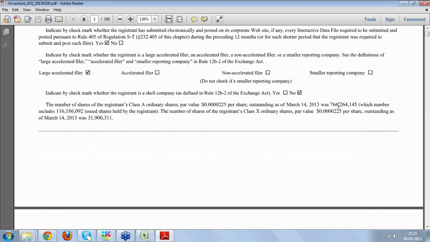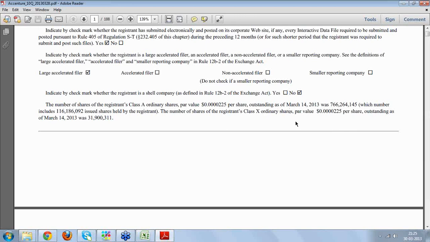They are saying these many shares are outstanding, of which these many shares are held by the registrant. So this is the treasury shares. So shares outstanding for public is this minus this. So that is one figure. But they're also saying that there is a number of registered class X ordinary shares which are also available. So this is another source of confusion.